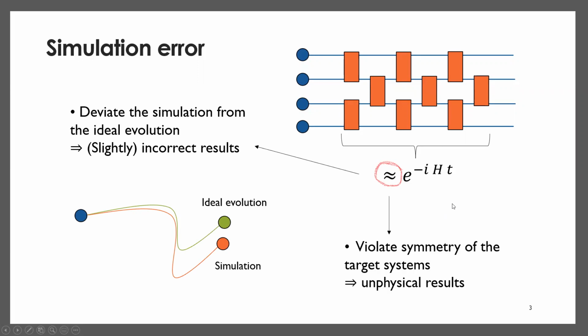But these errors may also violate the symmetry of the target system. And what you end up with is some state that doesn't even obey the symmetry of the system. And these are sometimes unphysical results that you don't know how to explain in your theories.